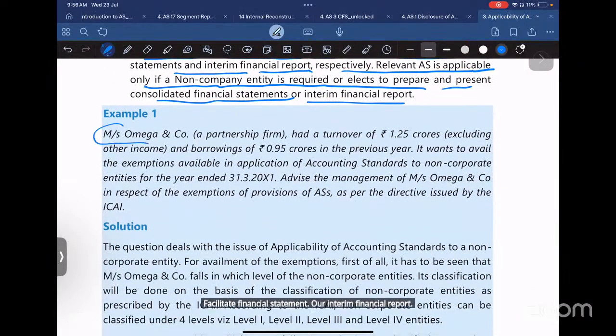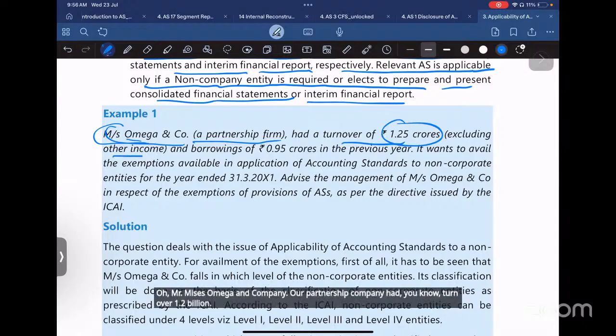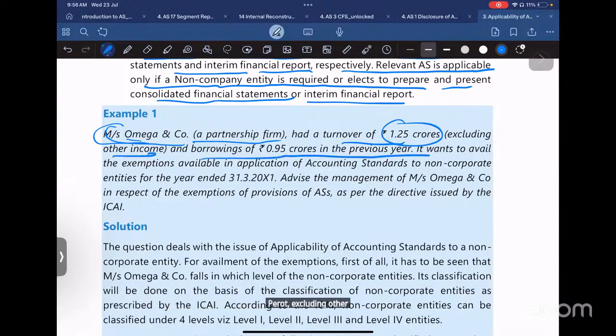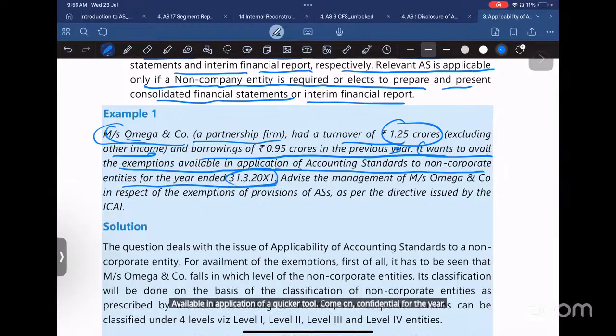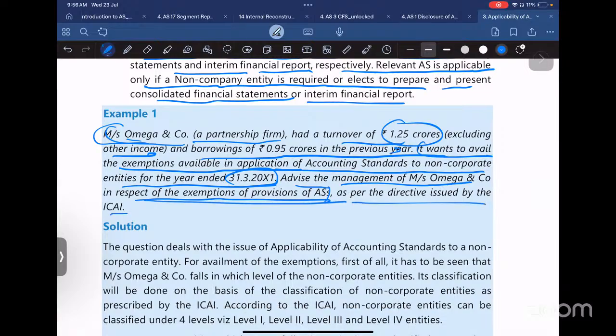Now, Messrs. Omega and Company, a partnership firm, had a turnover of 1.2 crore, excluding other income, and borrowing for the previous year. It was to be decided from the information available on the application of accounting standards to non-corporate entities for the year ended 31st March 2021. Advise Messrs. Omega and Company on the respective provisions as per the directive issued by the ICAI.